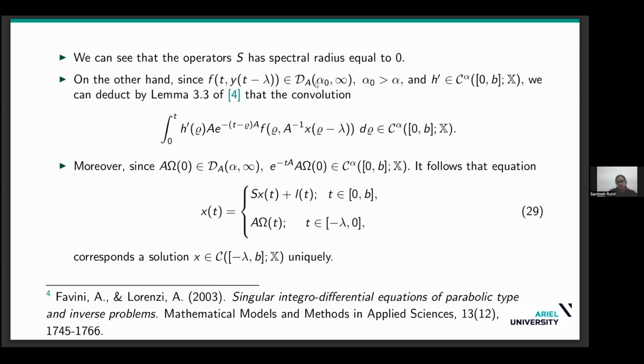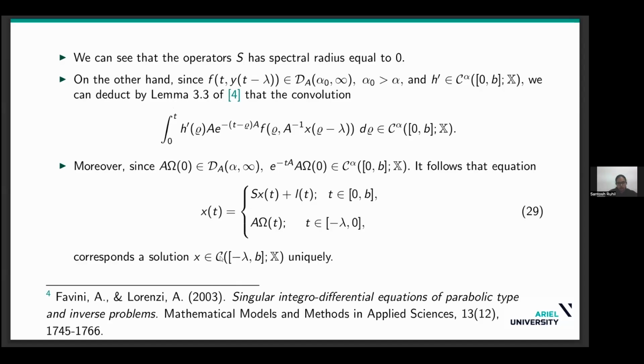And again, it is given that f is in this interpolation space and h is in C^{1+alpha}, or we can say h prime is in C^alpha. Then we can deduce from Lemma 3.4, which is given by this article, that the convolution will be in this C^alpha space. And so from our previous theorem, if these conditions hold, then the following equation will have a unique solution, but in the continuous space.